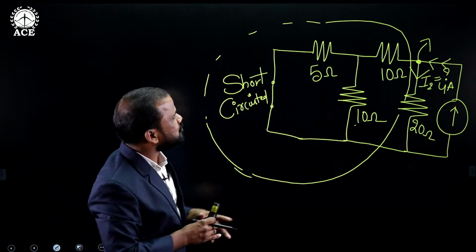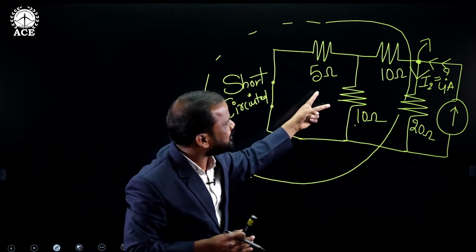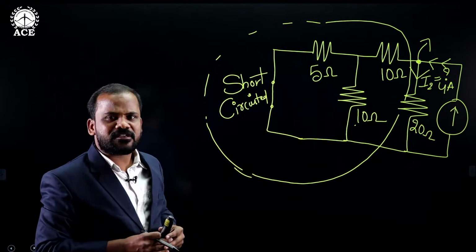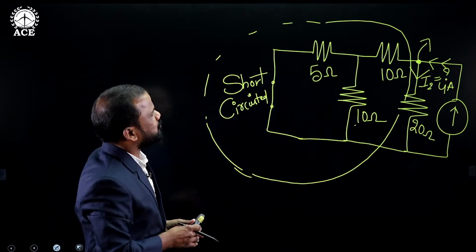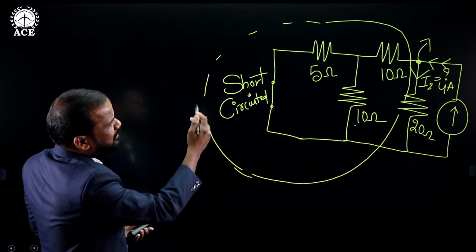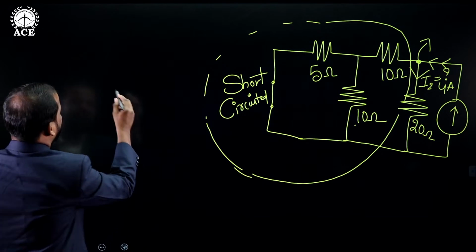So first I need to get the resultant of this. Then after getting the resultant, that resultant is connected in series with the 10 ohms. After getting that, I can directly apply the current division rule on the 20 ohms for finding the solution. Got it? So now I need to find the value of the resultant of the 5 ohms and 10 ohms.